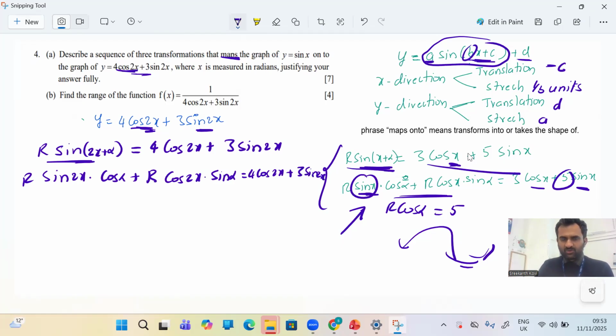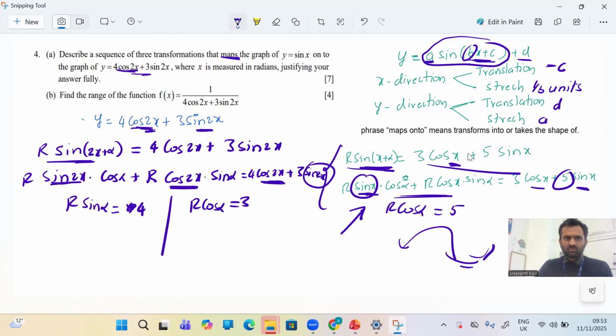Now you compare the coefficient. You look for cos 2x. Cos 2x coefficient is 4, and it is R sine alpha. And now the sine 2x coefficient is 3, and it is R cos alpha.